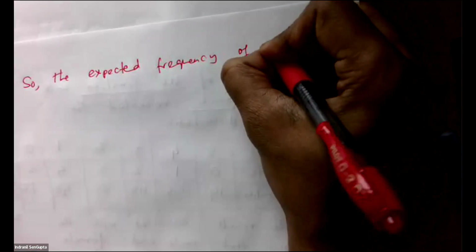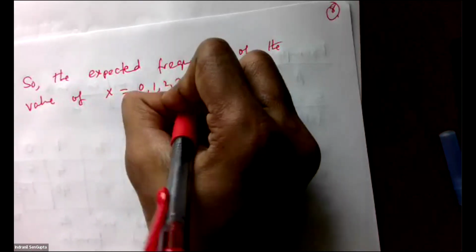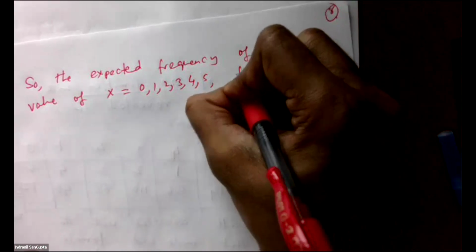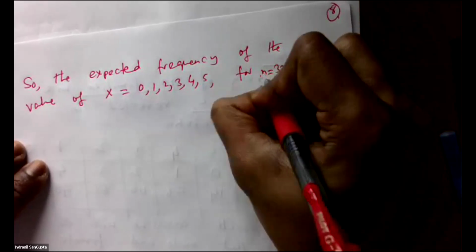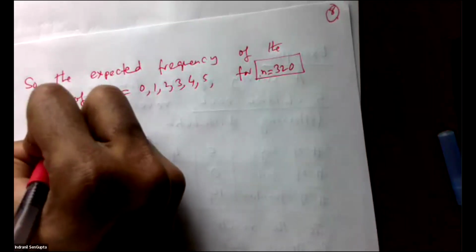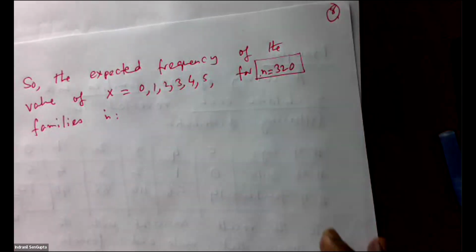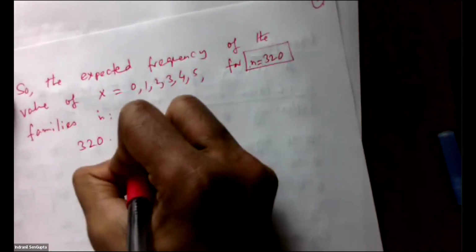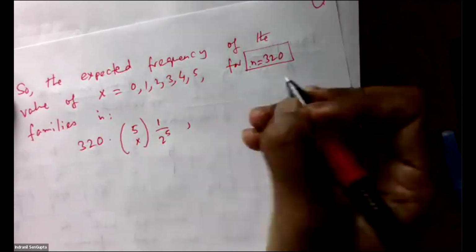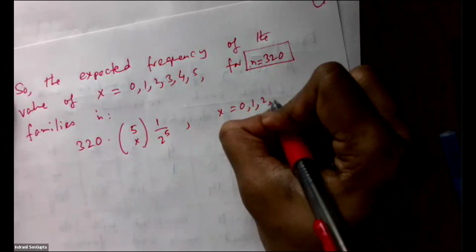so the expected frequency of the value of X, where X is 0, 1, 2, 3, 4, 5, for 320, that is my N, families is, basically I have to multiply 320 times 5 choose X, 1 over 2 to the 5. Okay. For X equals 0, 1, 2, 3, 4, and 5.